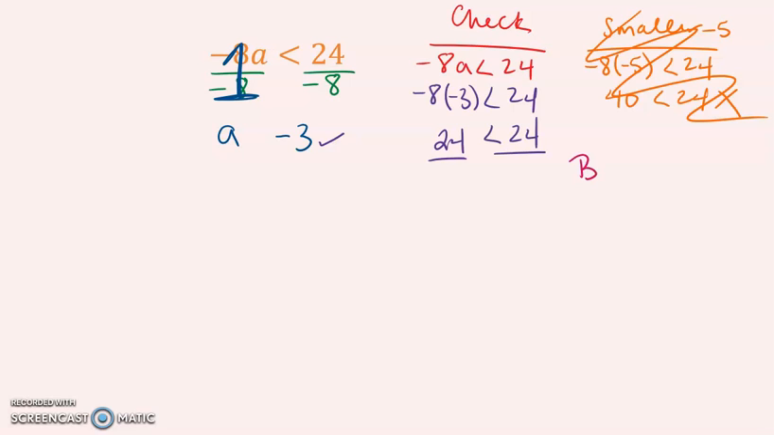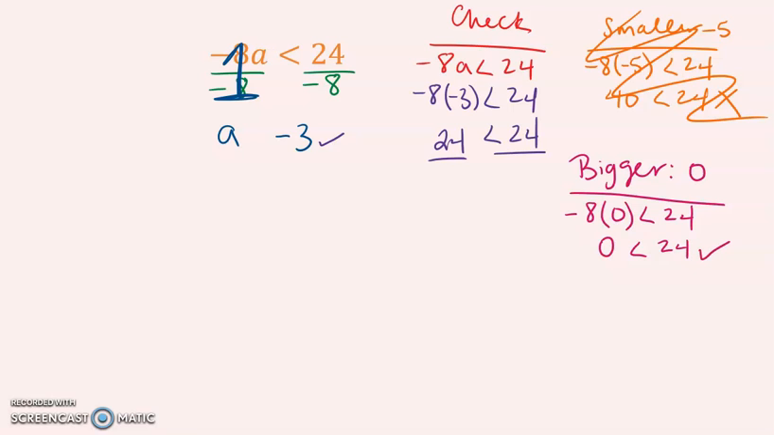But let's check a number bigger just to be sure. And as I said earlier, one of my favorite numbers to choose is 0. So I'm going to choose 0. And in this case, 0 is bigger than negative 3. My apologies there. So I'm going to say negative 8 times 0 is less than 24. Negative 8 times 0 is 0, which is indeed less than 24. So because this gave me the true statement, I know that bigger is the correct way to go.